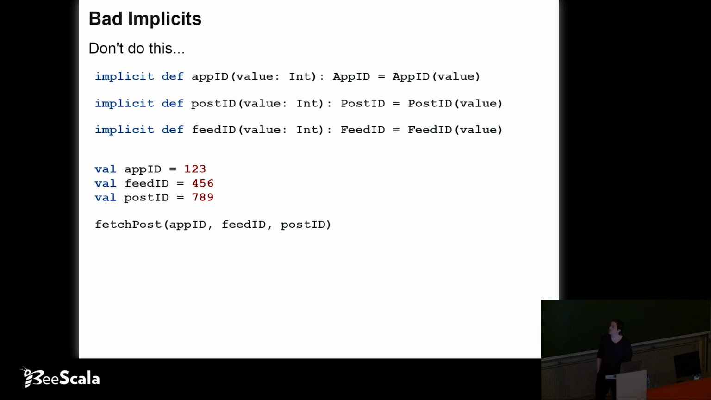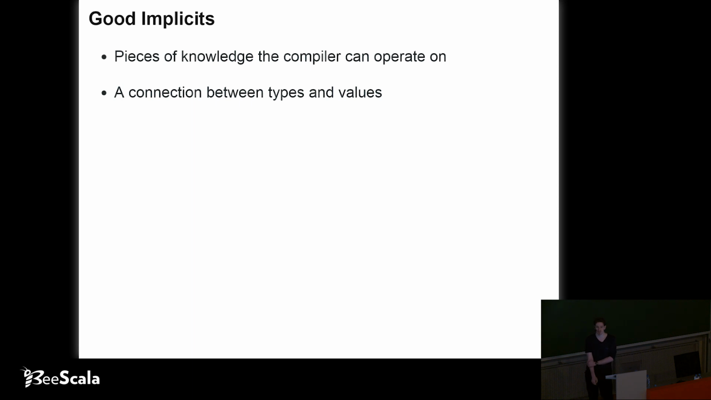So for our purposes, every implicit is a piece of knowledge that the compiler can operate on, meaning that it takes some knowledge at compile time and can use this knowledge to derive new knowledge for us. And also, unlike types, which are just types, implicits provide a connection between types and values. So when we declare some value to be implicit, its type is connected to that value. So the compiler can produce values just by looking at some types. And we'll see how this is useful further down the line.